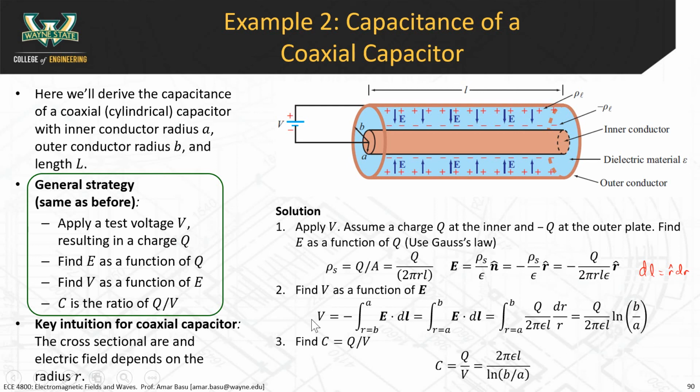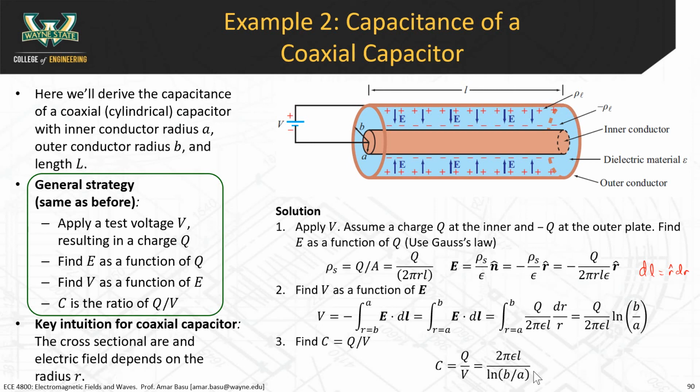Okay, now that you have a relationship for voltage in terms of the total charge Q, the last step is straightforward. C is equal to Q over V, and you come up with 2 pi epsilon L divided by ln of B over A. So this is the capacitance per unit length of a coaxial capacitor.